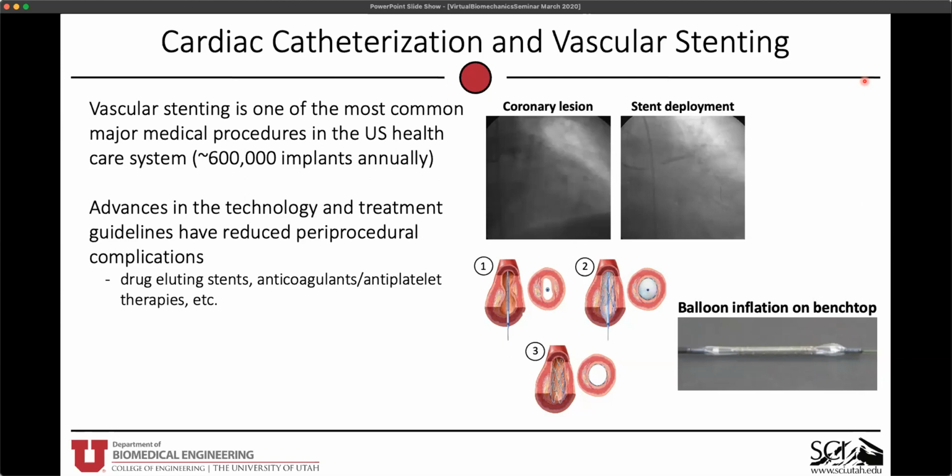So for example, on the technology side, drug-eluting stents, which we'll get to in a second, these were a big advancement in treating the failure of these devices. Anticoagulation, antiplatelet therapies to reduce thrombus formation on these devices, et cetera. Again, these have really reduced those periprocedural complications.